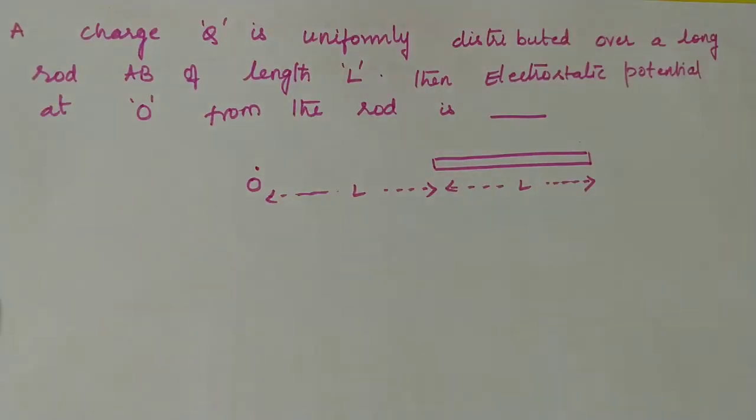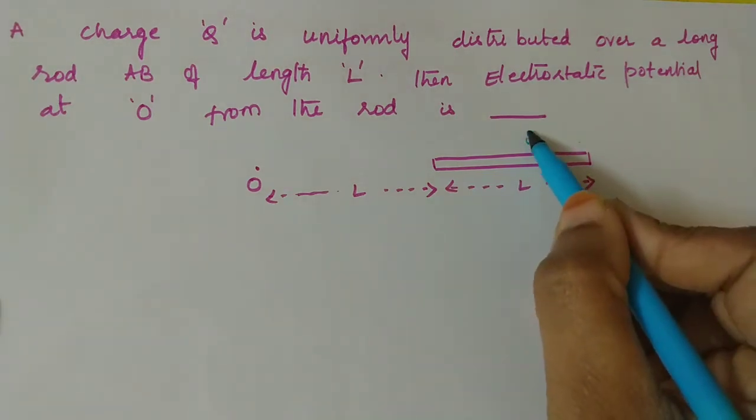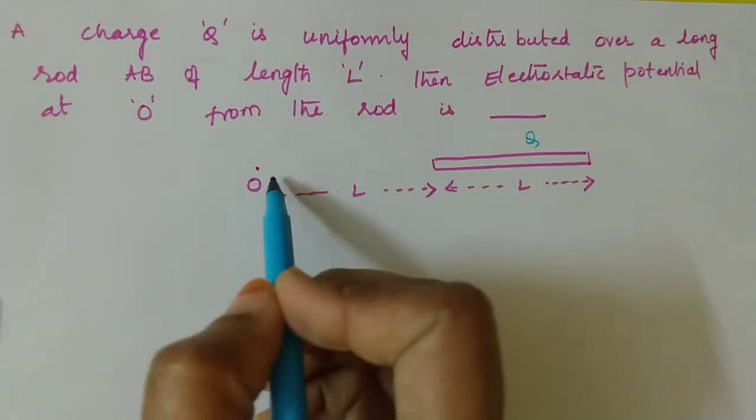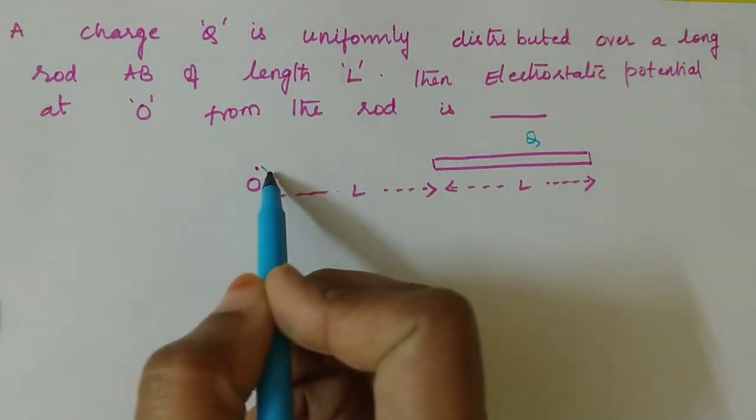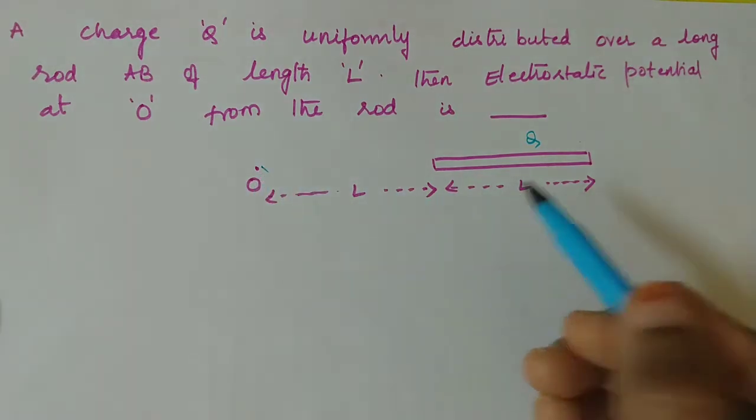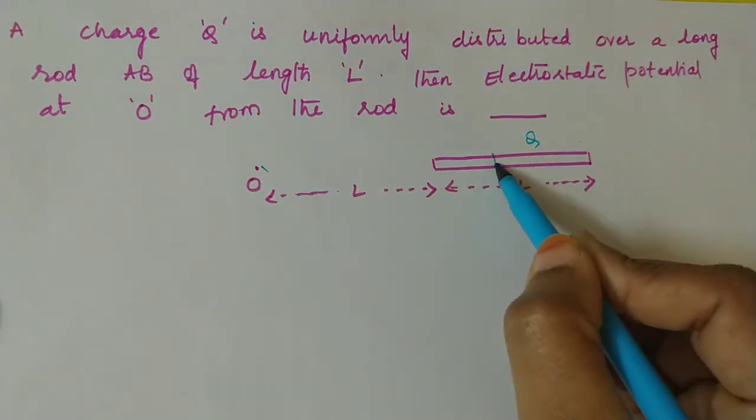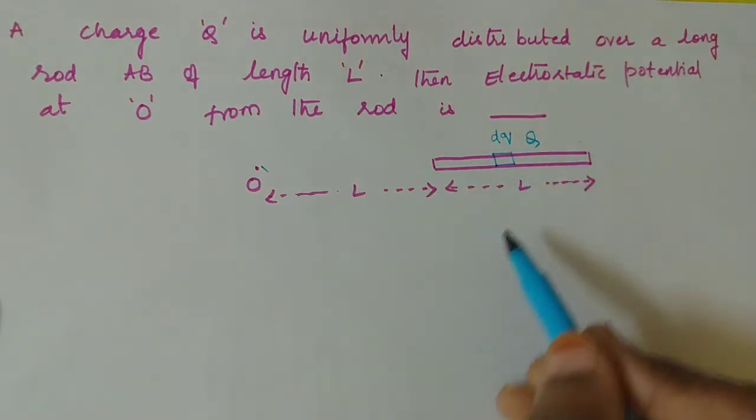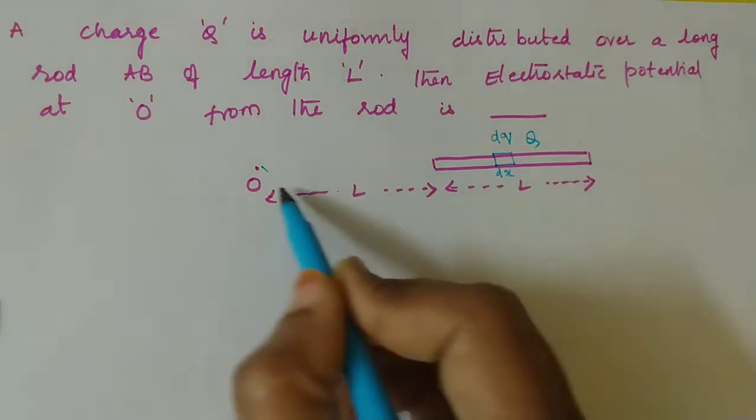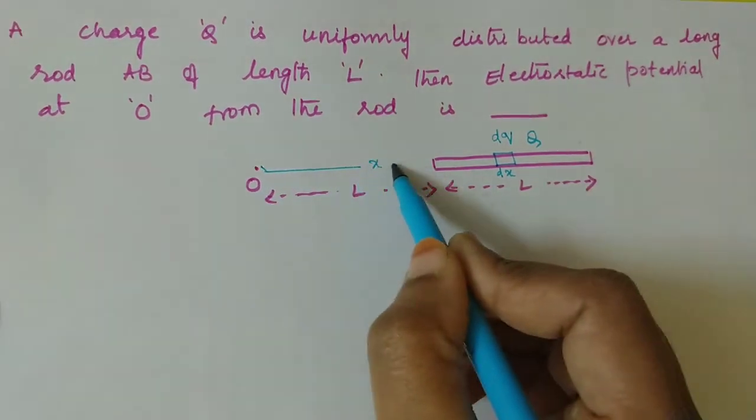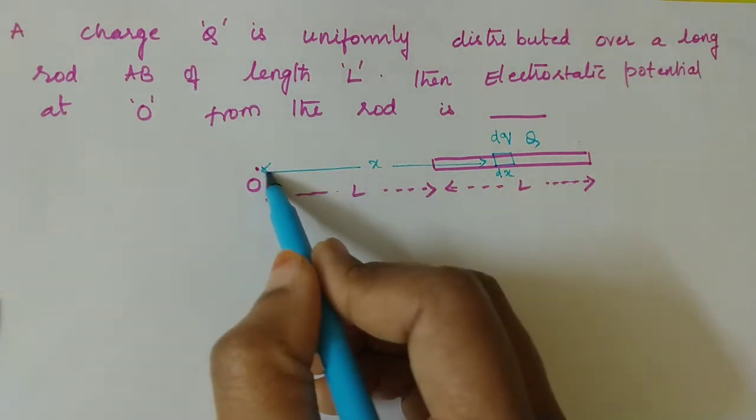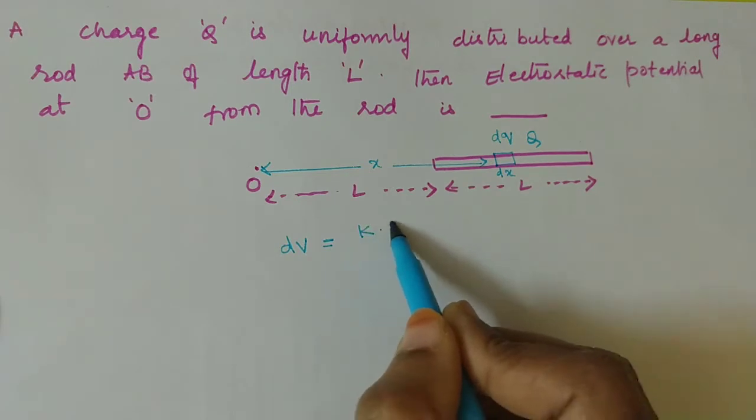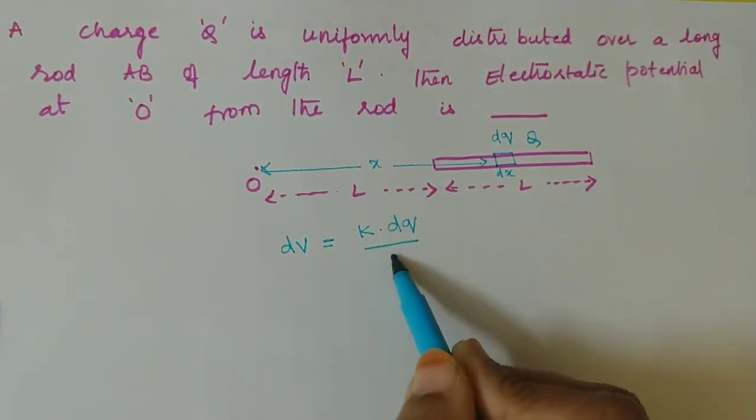Coming to this question, here a charge q is uniformly distributed on this rod whose length is L, and they are asking you to find the potential at O, which is at a distance L from one end of the rod. We know potential is a scalar. So to get the potential, take a small element, charge on this is dq, whose length is dx, and it is at a distance x from the point O. So potential due to this small charge is k into dq divided by distance.